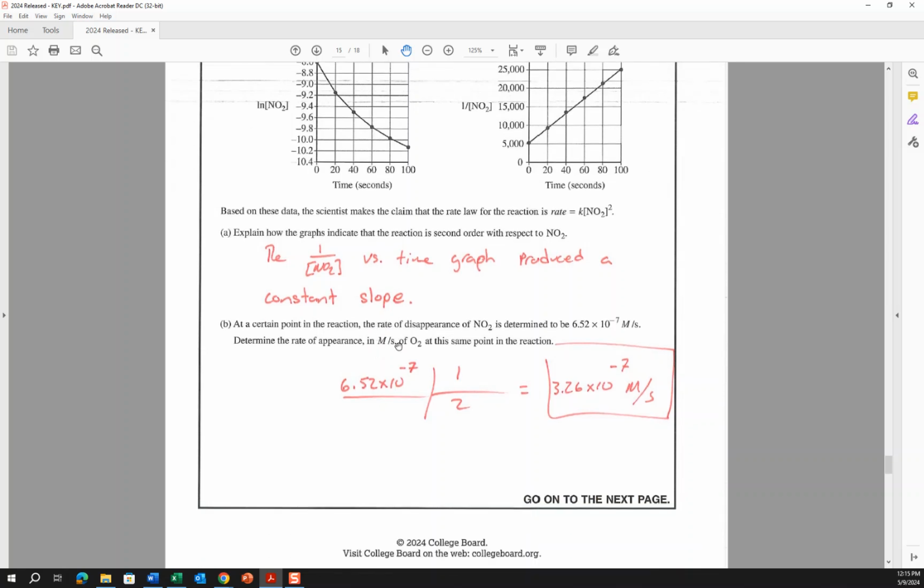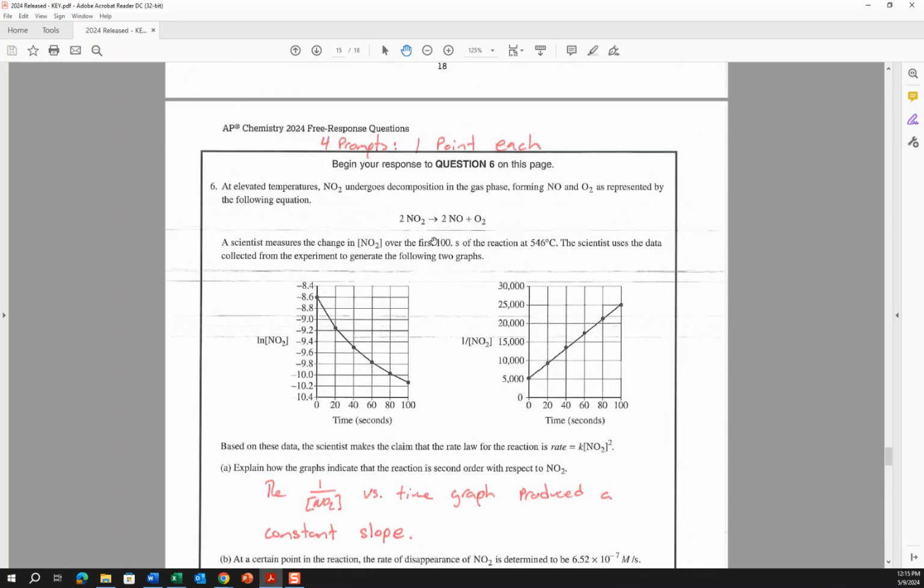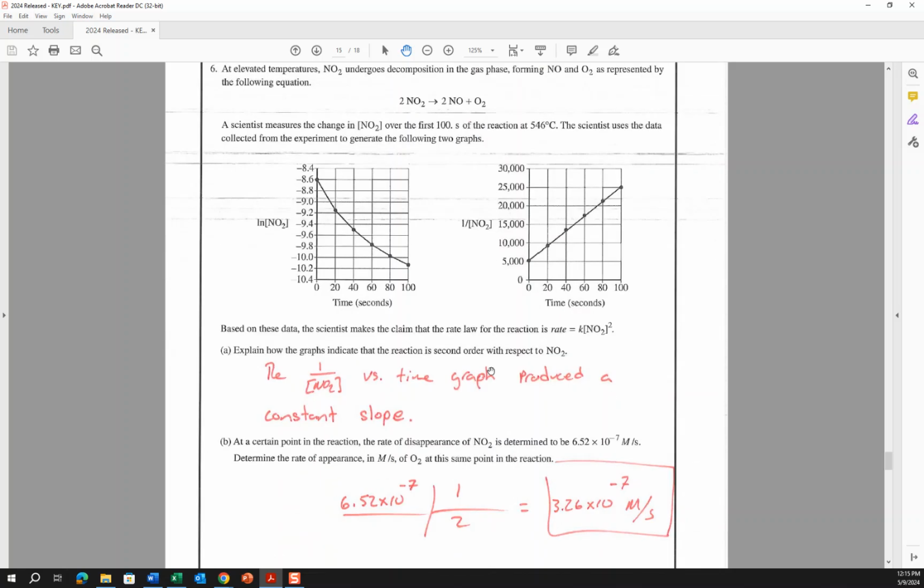And then part B, we're just doing some stoichiometry. We have the rate of disappearance of NO2, and if we go to the equation, they're asking us for the rate of appearance of oxygen. It's not going to be the same rate because it's a 1-to-2 ratio. So we have to take the rate of NO2 and multiply it by 1 and divide it by 2, and that would give us the rate of O2.